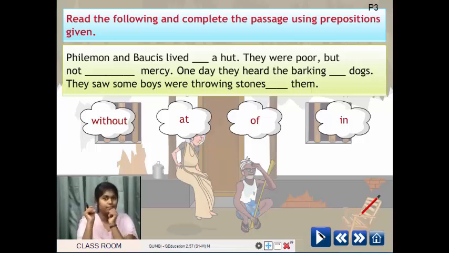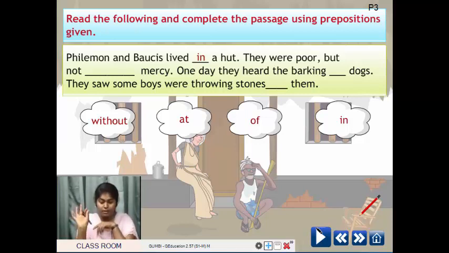Can we say lived without a hut? Is it so, children? This hut belongs to them. So they lived. What will you put there? Look at the four bubbles. You can see the four words below. Without, at, of, in. If I say, where do you live, children? You say? What is the answer? Yes, they've got the answer already. Yes. It is in. So, Philemon and Baucis lived in a hut. Now let's look at the second sentence. They were poor but not dash mercy.